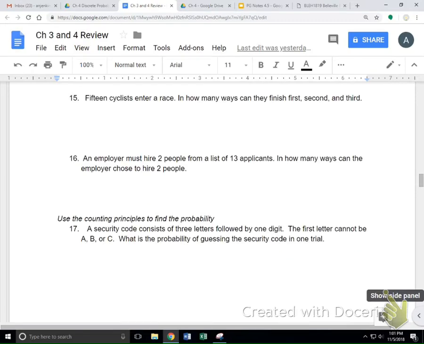So for 15, we see that 15 cyclists enter a race. How many ways can they finish first, second, and third? This is going to be a permutation because order matters. So that's going to be 15 permutation 3. You can use that button in your calculator, or you can use the formula, and we see it's 2,730.